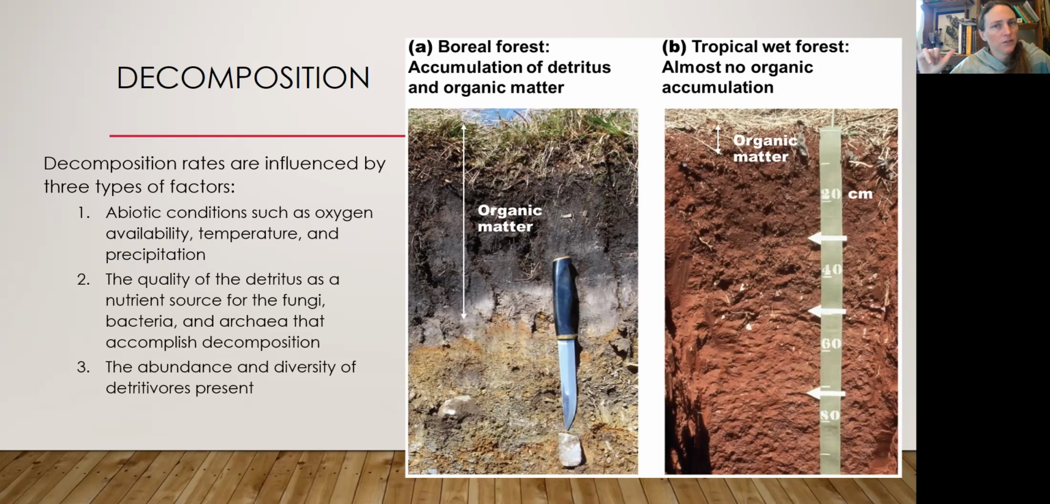Versus the tropical wet forest where you have almost no organic matter at the top and you have mineral soil. So almost no organic matter accumulation. So you can see the decomposition happens very fast in the tropics. And it's one of the reasons that if you burn a tropical forest, there's nothing left because there's no organic material in the soil to support the next generation of trees.